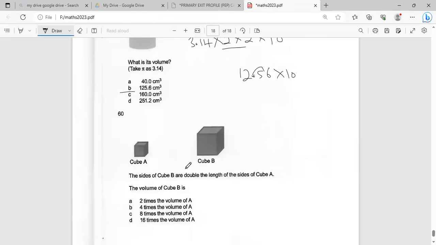The side of cube B is double the length of the side of cube A. All right, so I'm going to use 1 and 2. What will be the volume? The first one is going to be 1 times 1 times 1, which works out to 1. And this one now is going to be 2 times 2 times 2, which works out to 8. So 8 times the volume of A.